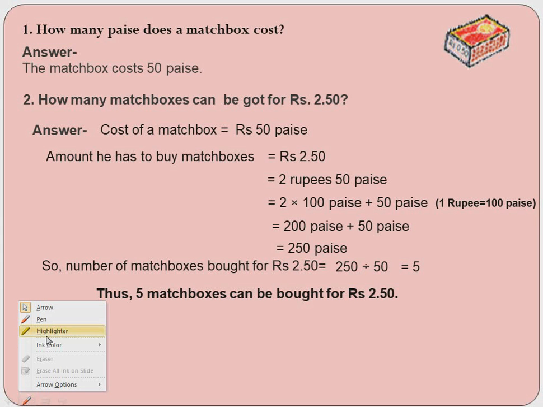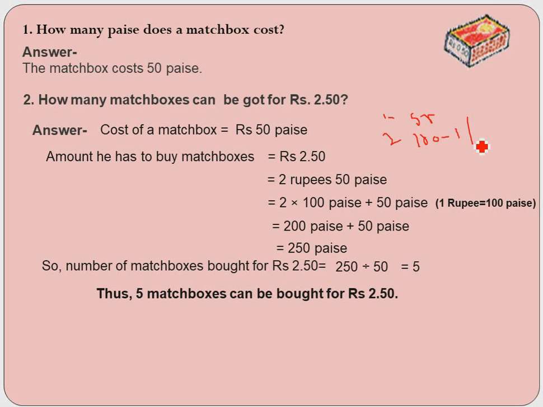Or one more method you can do: simply we can say that one matchbox is 50 paisa, 2 matchboxes 100 paisa. 100 paisa means how much is it? 1 rupee. So 2 matchboxes for 1 rupee. So for 2 rupees how many will you get? 4, plus more, how much is left? 50 paisa. 4 plus 1 equals 5. This way also you can do it.